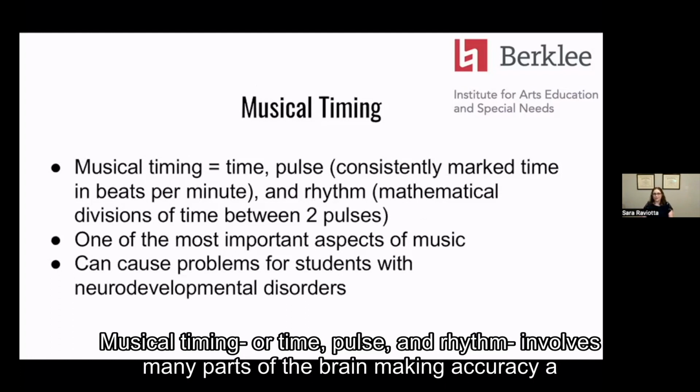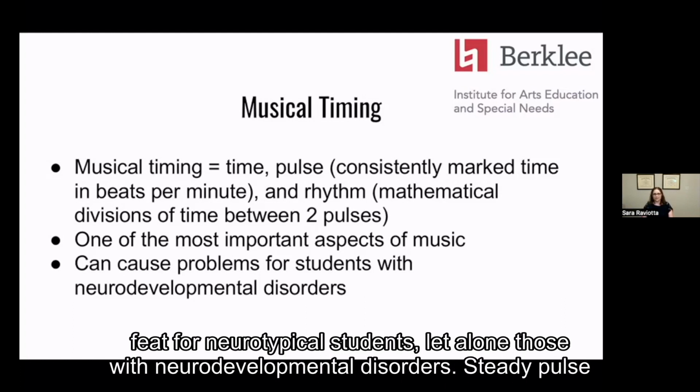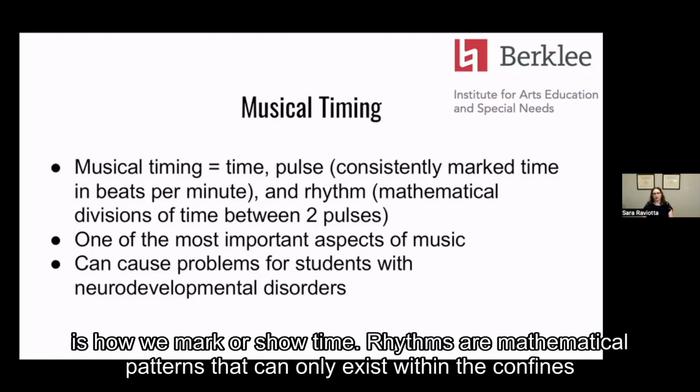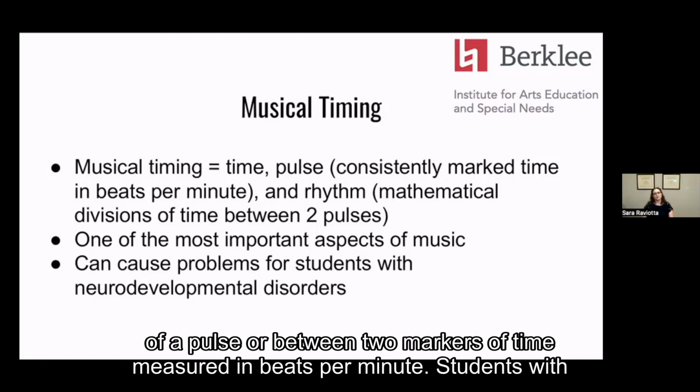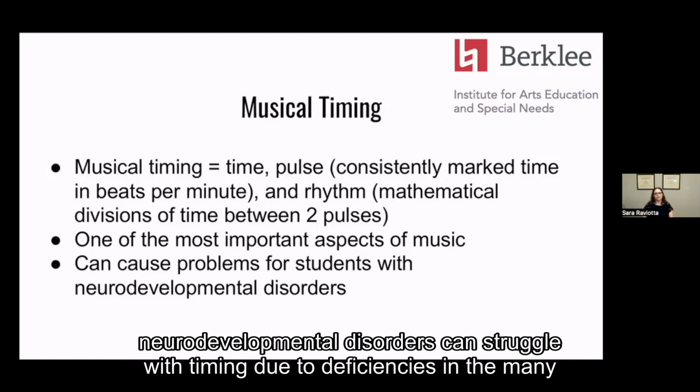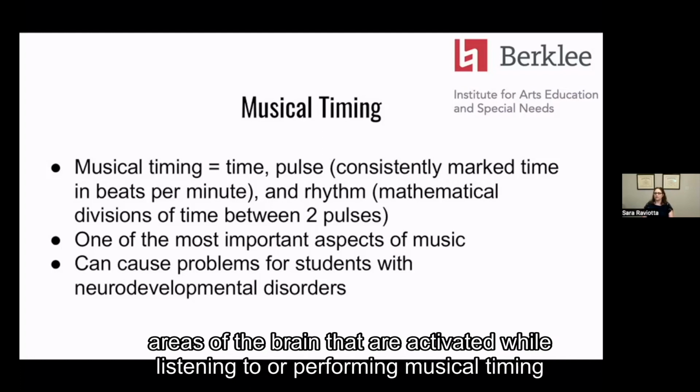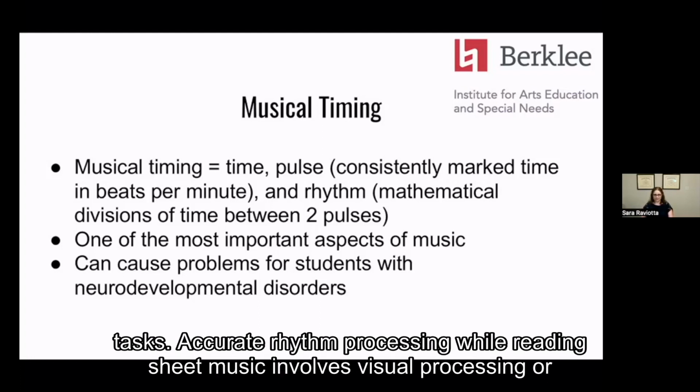Musical timing, or time, pulse, and rhythm, involves many parts of the brain, making accuracy a feat for neurotypical students, let alone those with neurodevelopmental disorders. A steady pulse is how we mark or show time. Rhythms are mathematical patterns that can only exist within the confines of a pulse or between two markers of time measured in beats per minute. Students with neurodevelopmental disorders can struggle with musical timing due to deficits in the many areas of the brain that are activated while listening to or performing musical timing tasks.